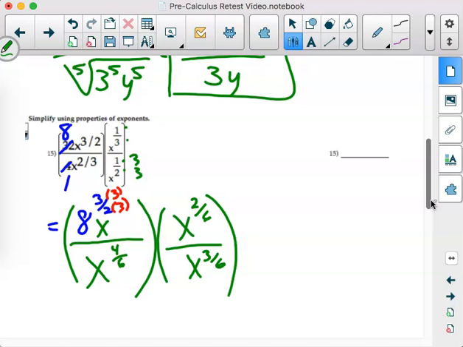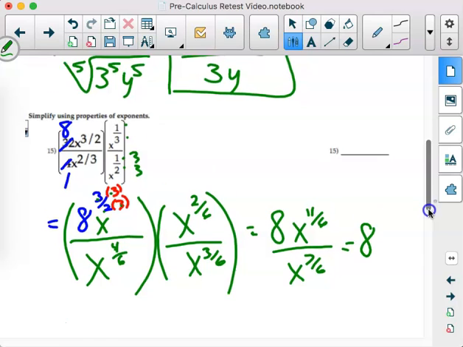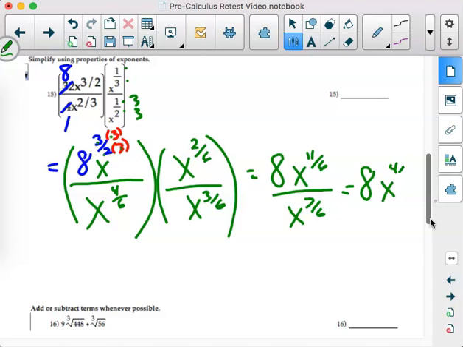All right, so we've got an 8. And then we have 9/6 and 2/6 for x to the 11/6. And then in my denominator, 4/6 and 3/6 would be 7/6. And then I realized, well, I have to subtract, and that's because when we're dividing similar bases, we subtract. And that would be 4/6, which of course I'm not going to put down as an answer because that's not reduced. So 8x to the 2/3.